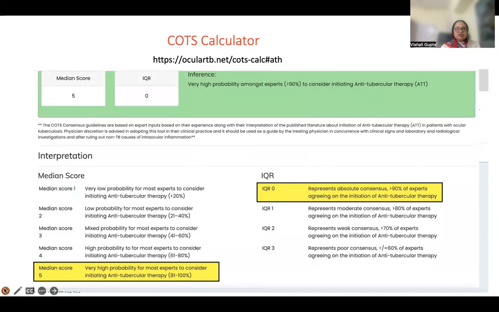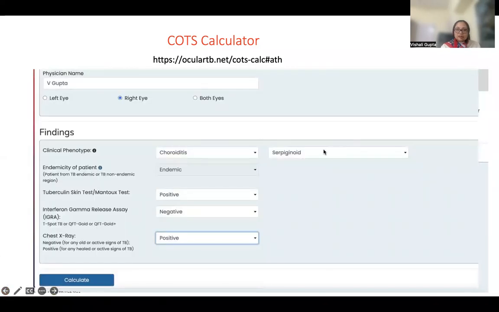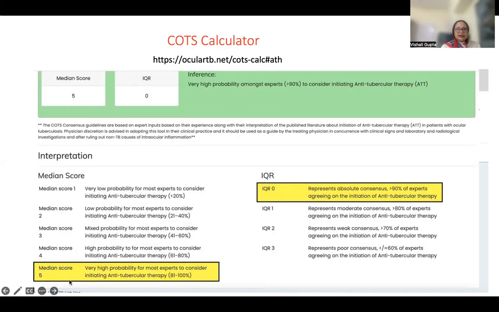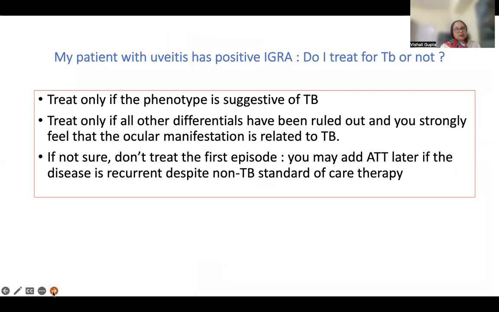For example, this patient we entered had serpiginoid choroiditis from an endemic country, a positive TB test and a chest X-ray showing positive, and when we press calculate, it says there is a very high probability amongst experts, which means more than 90%, would consider initiating anti-TB therapy. So, coming to my last slide and the question posed to me: my patient with uveitis is positive IGRA. Do I treat for TB or not?